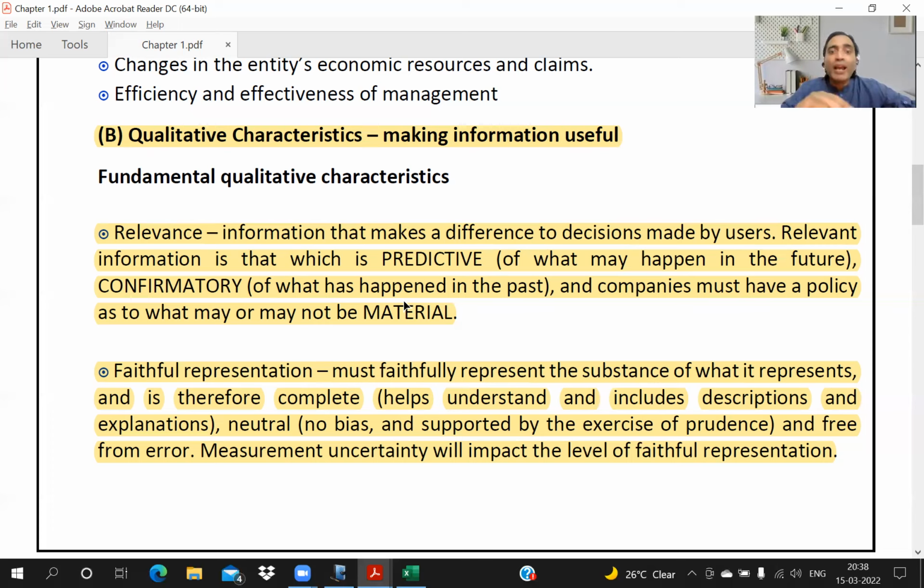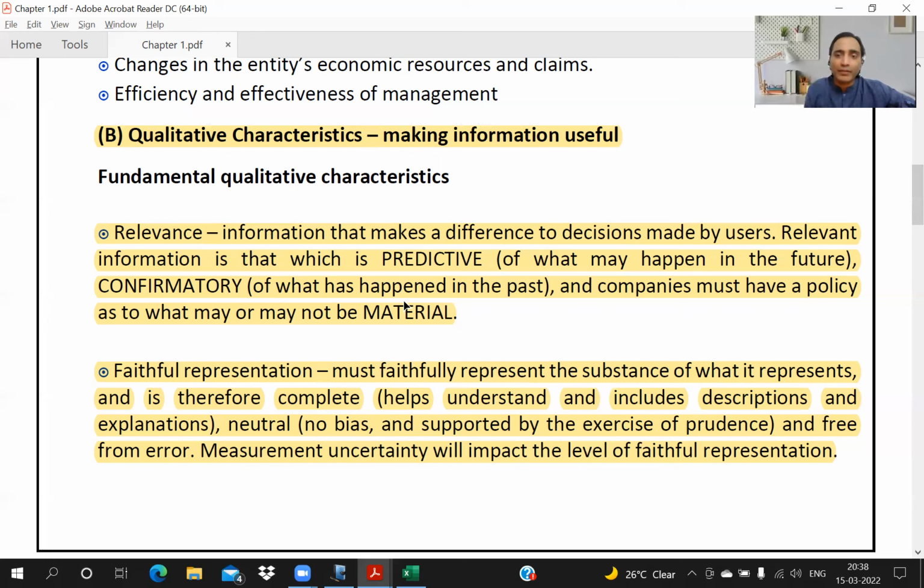And those things should have a predictive value and confirmatory value. If these two things aren't there, your financial statements are of no use to the readers. So whenever your financial statements have the predictive value and the confirmatory value, they are relevant. Okay. Now, I don't want to keep this session theoretical.